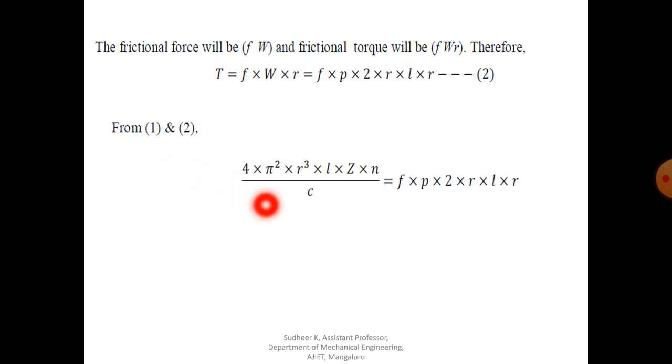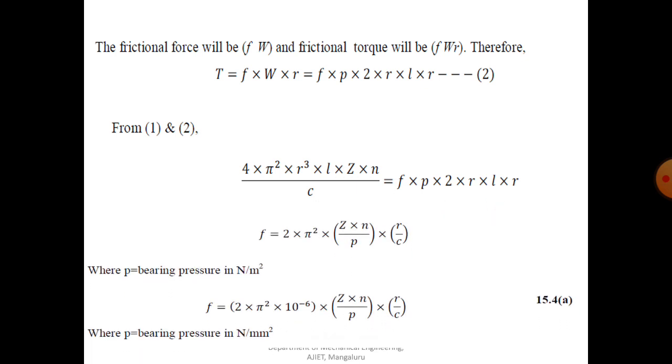Therefore you will get 4 pi square R cube L into Z into N divided by C equal to F into P into 2 into R into L into R. So after simplifying, you will get the equation for F. That equation will be the coefficient of friction in the case of a general bearing. So that is 2 pi square into Z into N divided by P into R by C.